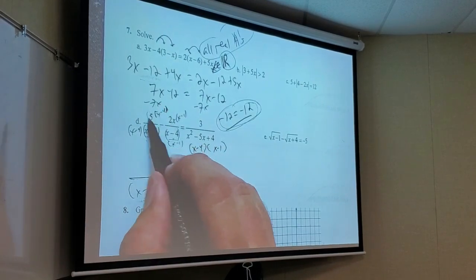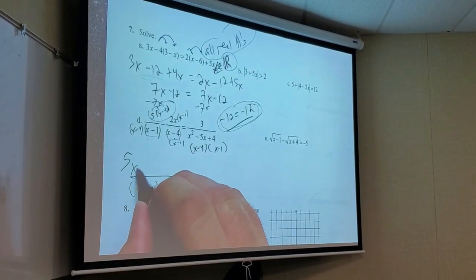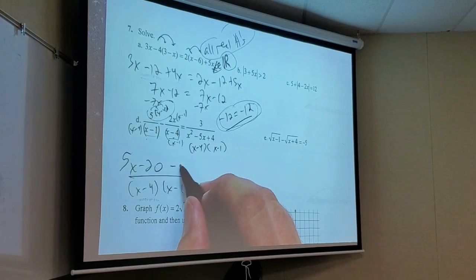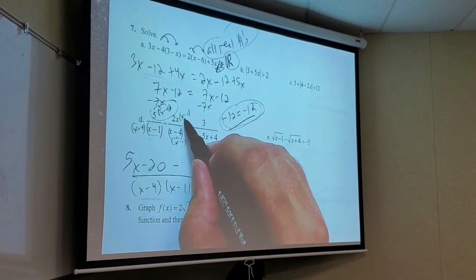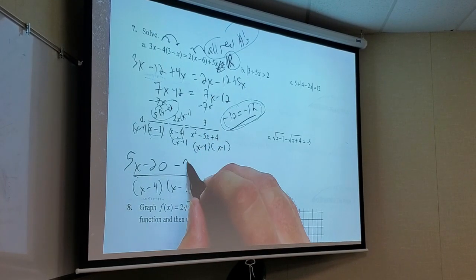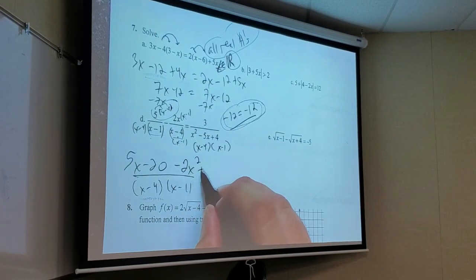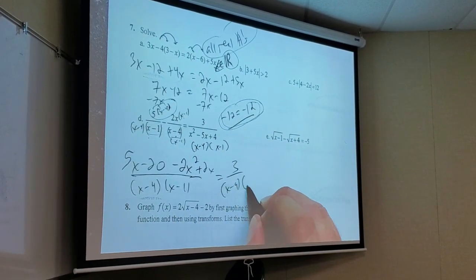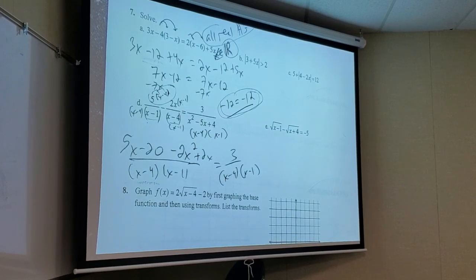What do you got in the top here? 5x minus 20. And then minus 2x plus 2. Oh, I see. That's where things went wrong. What's 2x times x? 2x squared. And then 2x times negative 1 is plus 2x equals 3 over stuff. Right? Okay. And now that I got the same denominator everywhere, what am I able to do?